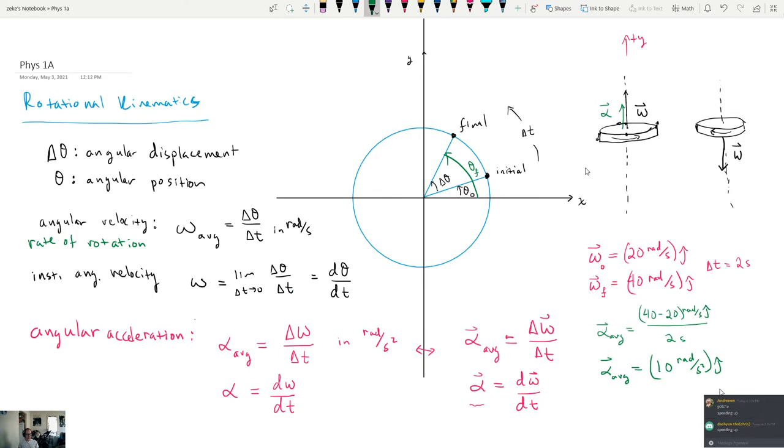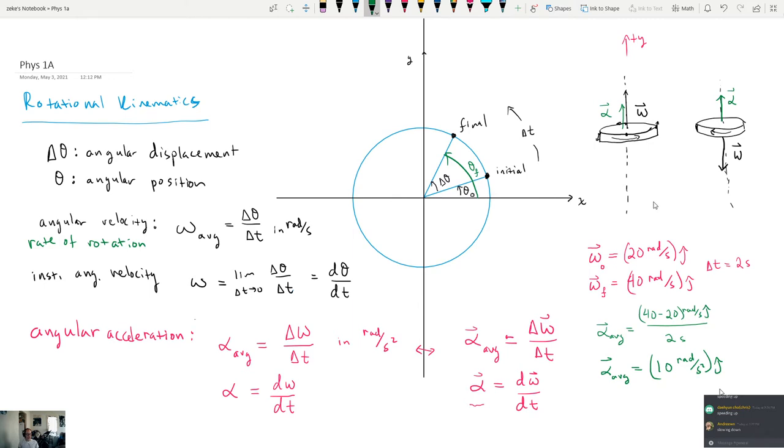It's speeding up, exactly. And if I do the exact same thing over here and I tell you that this object, which is rotating to the left or around like this, had an angular velocity vector that pointed down at a moment in time, and I tell you it has an angular acceleration that points up, what's happening to this one? Is it speeding up or slowing down? Slowing down. Yeah, exactly.